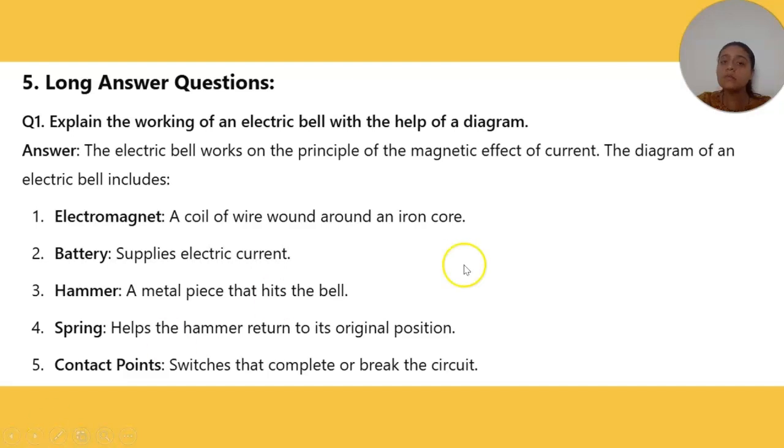Now NCERT also asks the major longer questions which I've already told you, that explain the working of an electric bell with the help of a diagram. So this I have already taught you. You can take the notes and just write the answers as they are. You can also make the diagram. I have shown you the simplest diagram of an electric bell. You can make it in your answer.